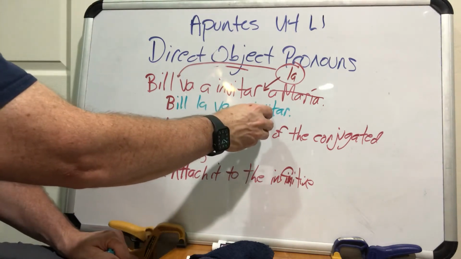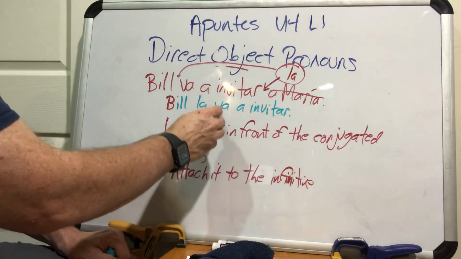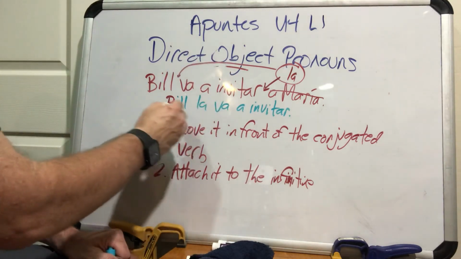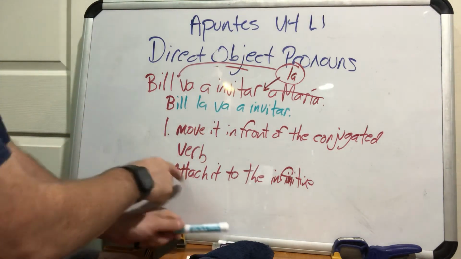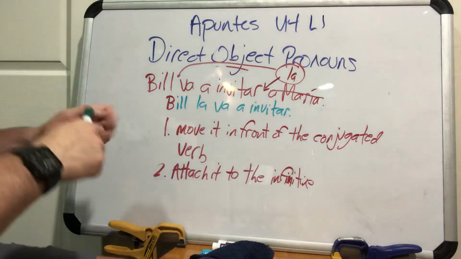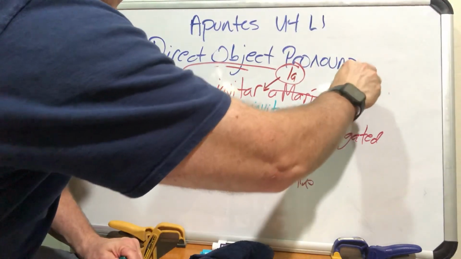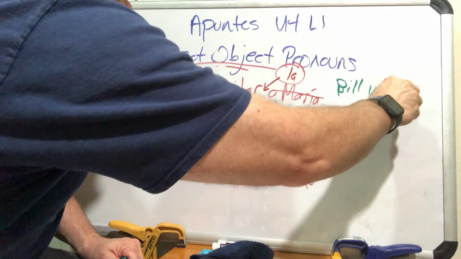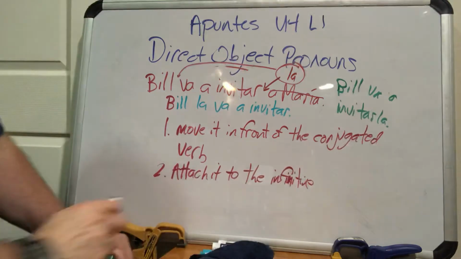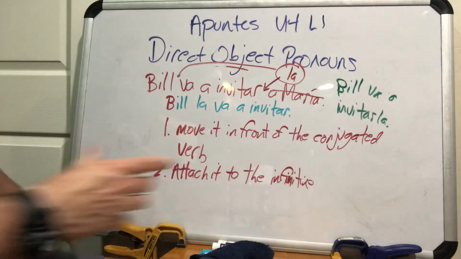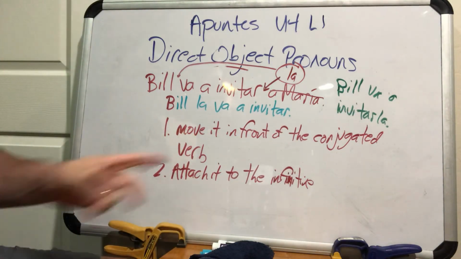This is also a verb, but it's not conjugated. This is in its infinitive form, remember, because it ends in AR. So this one has been conjugated. It's the form of the verb ir, so we changed it to be va, so it matches Bill, so we can move it in front of there. The other thing you can do is attach it to the infinitive. Here's my infinitive. So this is fine. You can leave it like that. Or you can say Bill va a invitarla. So instead of putting it in front of va, we attach it to invitar. Okay? So those are your two options.